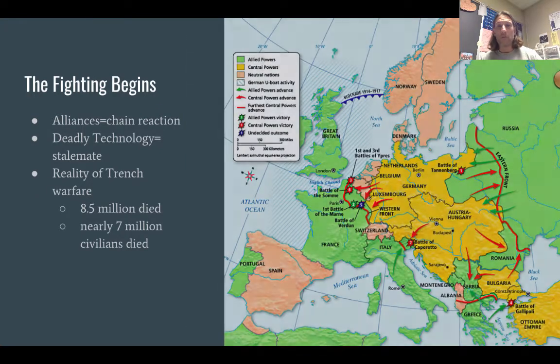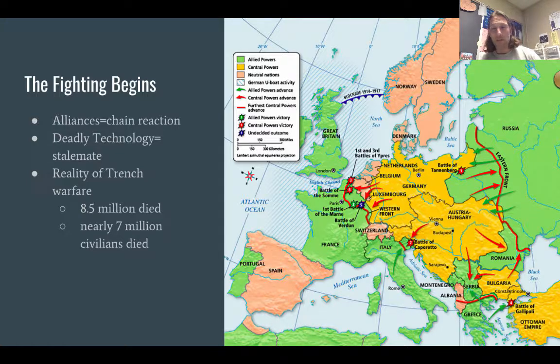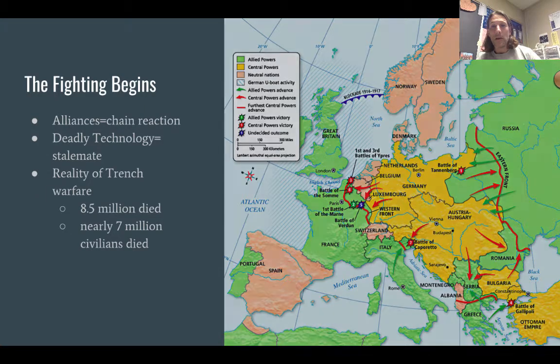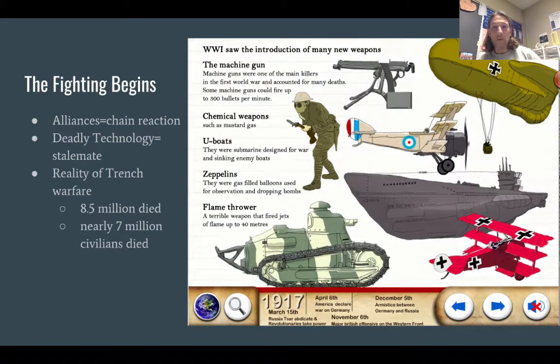Now, when we look at the nature of the war, this war is going to be a war of trenches, and there's going to be a couple of different reasons as to why this stalemate is going to emerge. But essentially, when you look at those front lines, both on the Western Front and on the Eastern Front, you're not going to see a whole lot of movement back and forth. You're going to see people fighting day after day, month after month, year after year over the same ground because of these trenches.